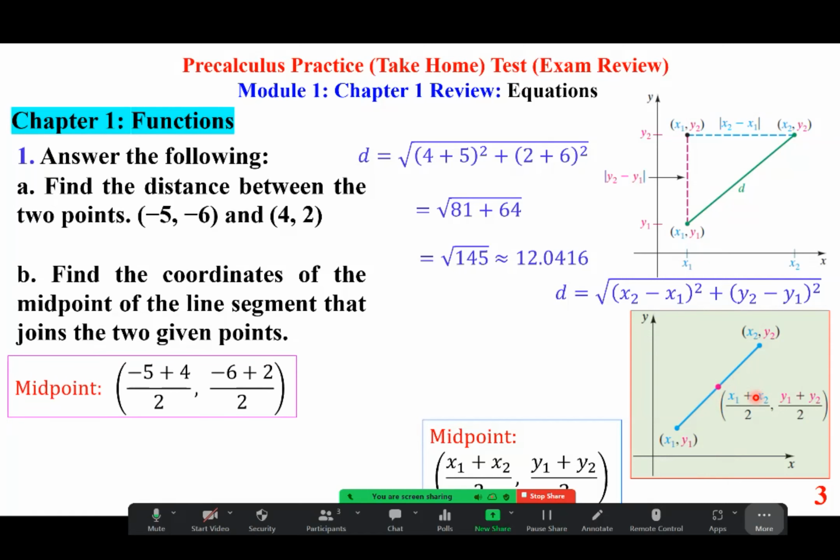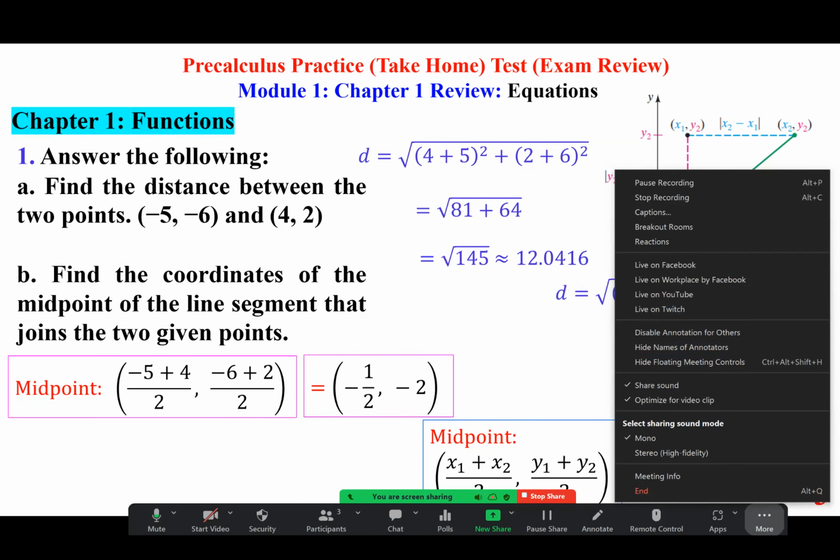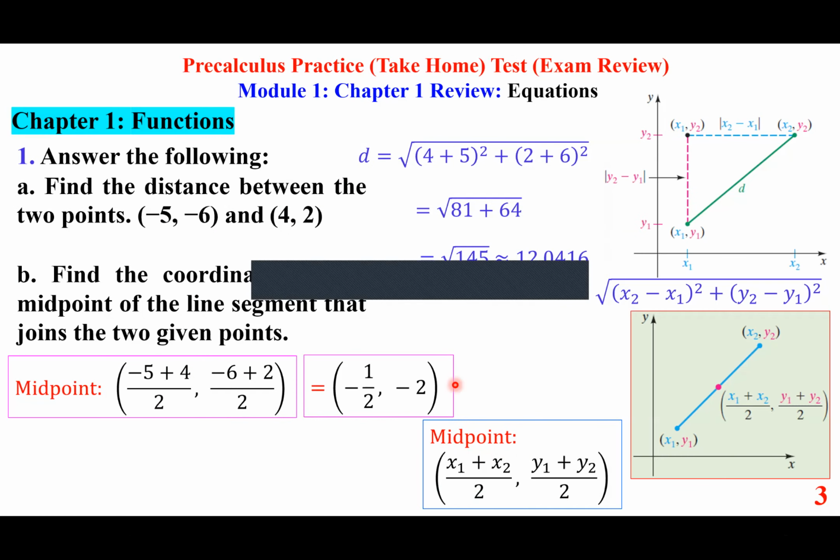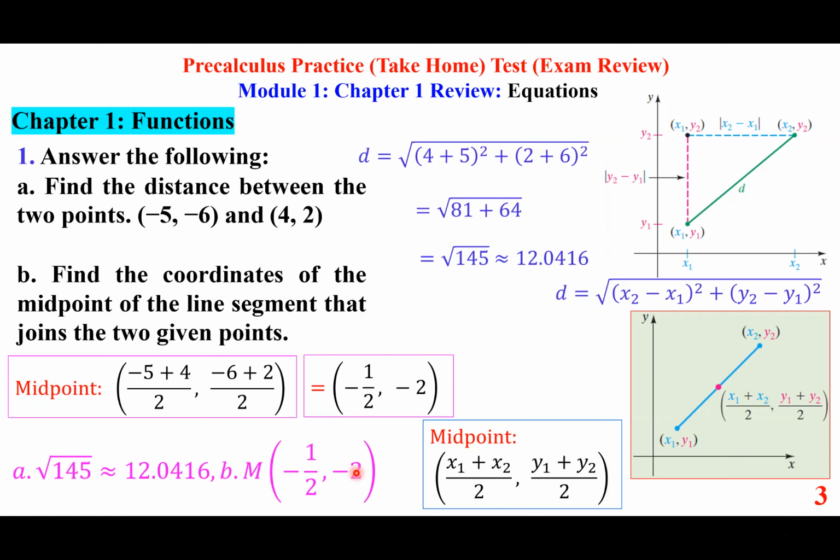So let's add up the points as follows: -5 and 4, the x coordinates, divided by 2; -6 and 2, the y coordinates, add them up, divide by 2. So this becomes -1 over 2, and this becomes -4 divided by 2, which is -2. So here's the answer for the distance. Here's the answer for the midpoint.